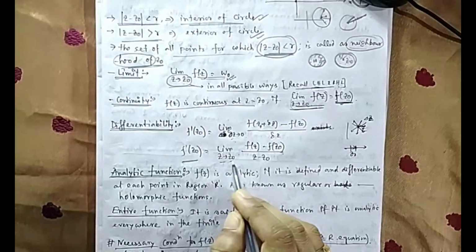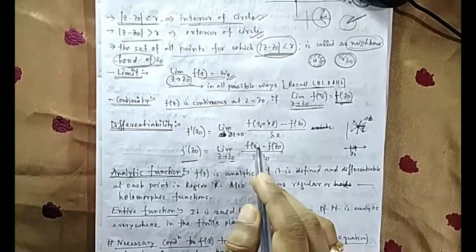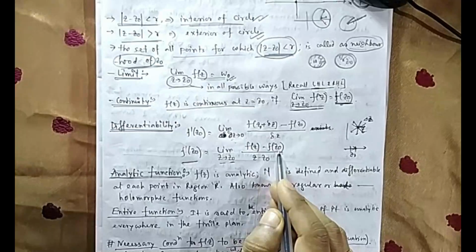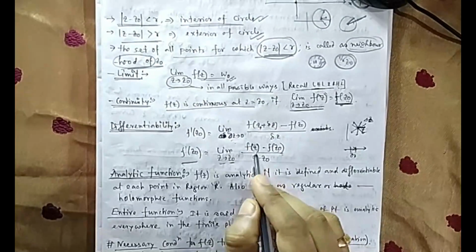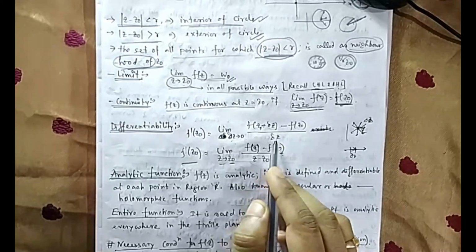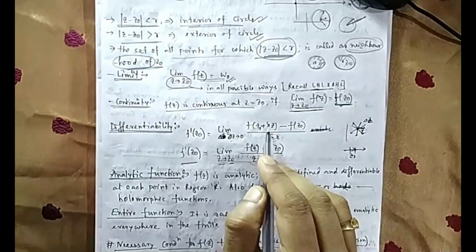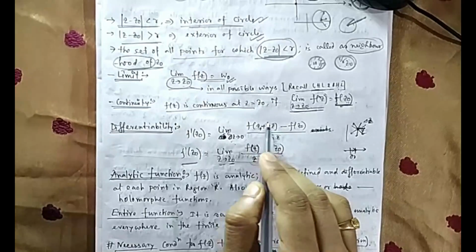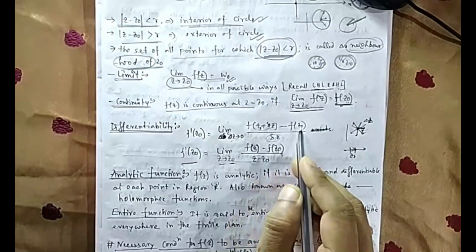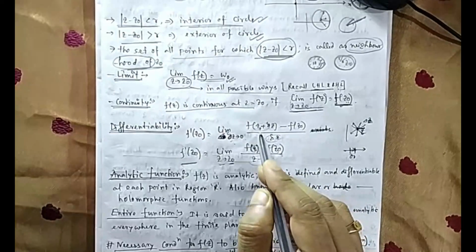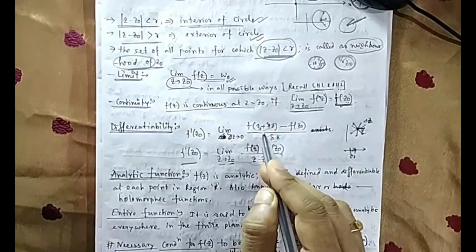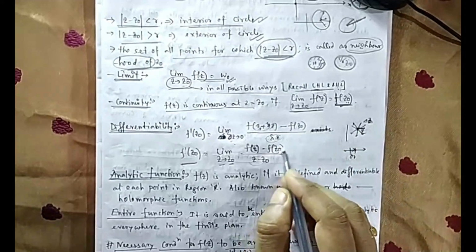If z tends to z0, you are at z0 and increasing by a small amount. So the new point z minus the old point, divided by the difference. Here also the same: old plus delta means new point. The new point is z, because z is equal to z0 plus delta z. You are moving from z0 to a point, minus the original.